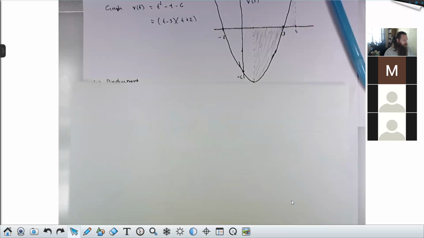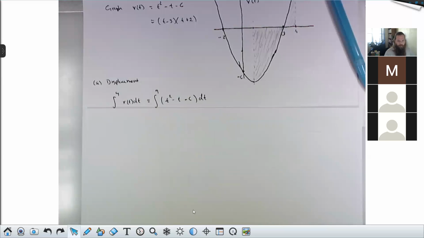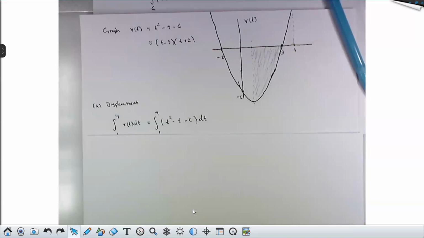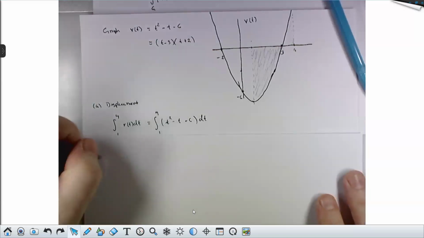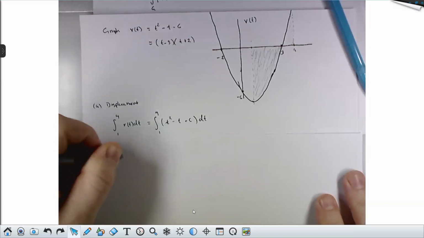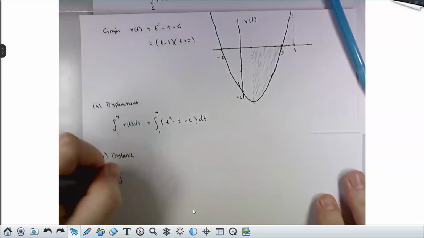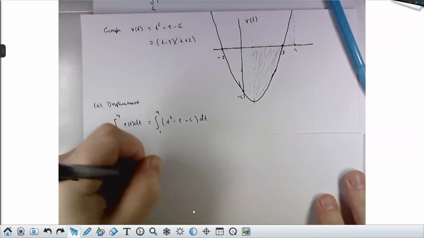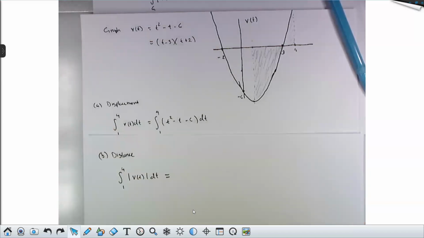But now if I want to do the integral for the distance traveled, that's the integral from 1 to 4 of the absolute value of v of t dt. And here I really do need the graph. I know that v of t is negative everywhere from 1 to 3, and that v of t is positive from 3 to 4.